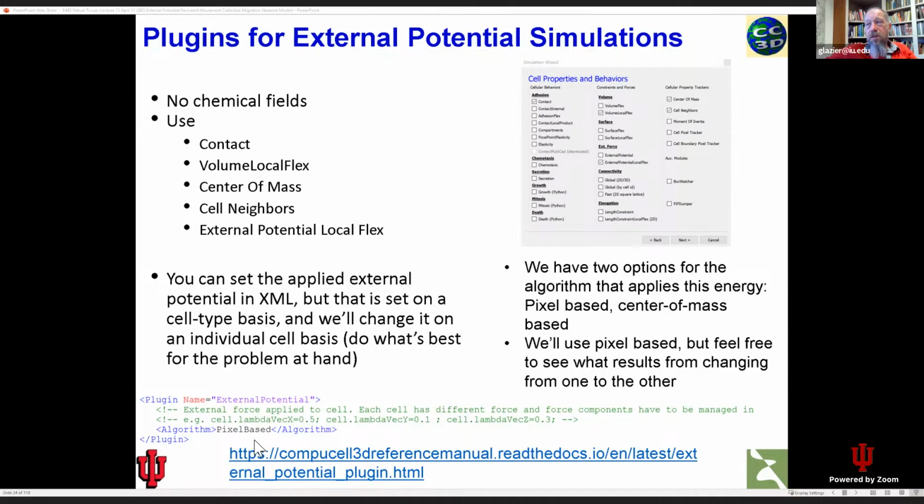And there is what's called a pixel-based or a center mass-based formalism. This comes back to the idea of where the force is acting. Is it acting on each point of the surface separately, or is it pushing the whole cell as a unit? If the cell is a compact round object, this won't matter. But if I had a very complex cell shape, this might matter quite a bit. We're going to use pixel-based, but you might want to try the other one, see what it does.